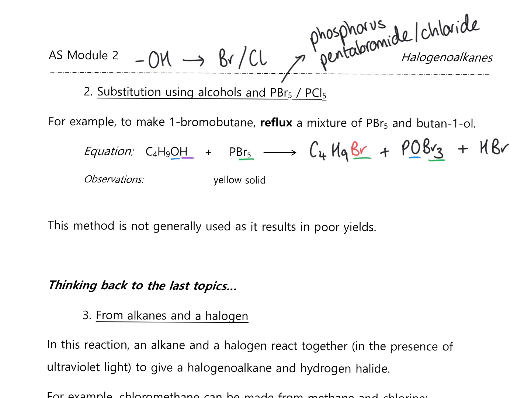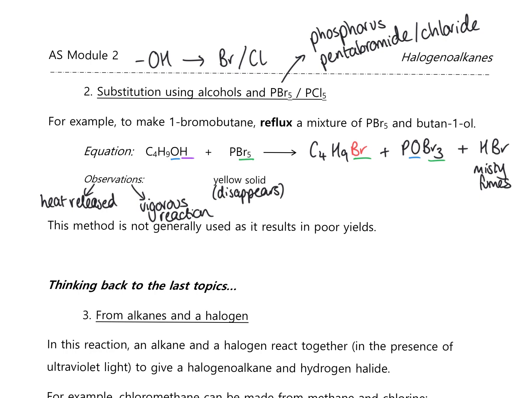So if we want to think about the observations of this reaction, phosphorus pentabromide and phosphorus pentachloride are yellow solids. So we'll see that the yellow solid disappears. That will be one observation. If we think about our products that are being formed, we can see that HBr is being formed, and we know that HBr from our halogens topic, it appears as misty fumes. So misty fumes will be released. Other observations are that heat is released, and this is a vigorous reaction. This is a reaction we actually have to take place in the fume cupboard.